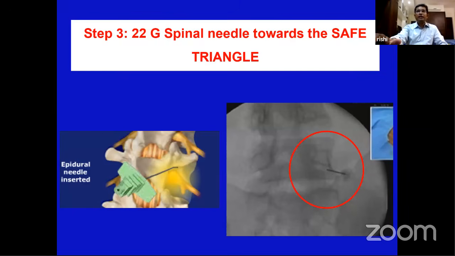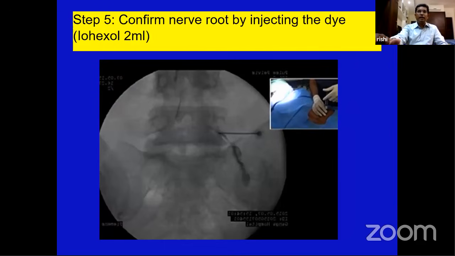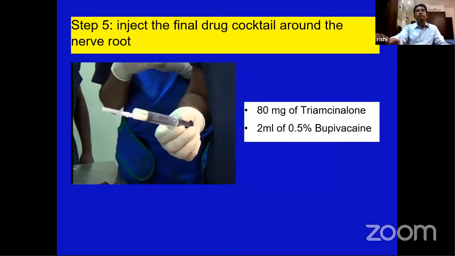Next, I pass the spinal needle in the same direction under the pars region to block the nerve root. I confirm in the C-arm that I am in the nerve root foramen. And then I give a dye to make sure that the dye is tracking along the nerve root, to make sure that I am in the correct place. And once this is confirmed, we give the final drug.